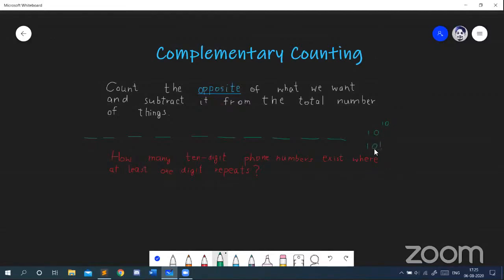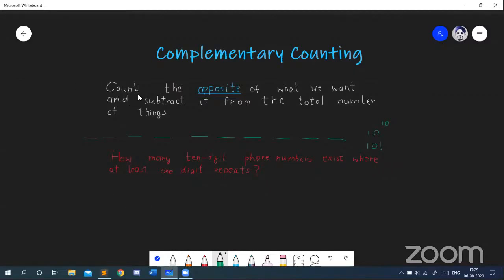Because if I'm not allowed to repeat digits, then I have 10 choices here, 9 choices here, 8 choices here, and so on. So that's 10 factorial. Now my question is, how many 10-digit phone numbers exist where at least one digit repeats?